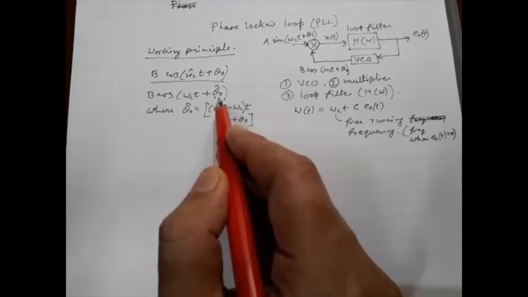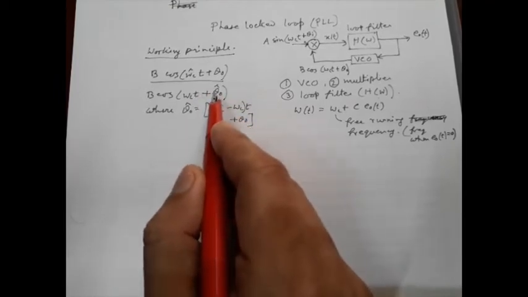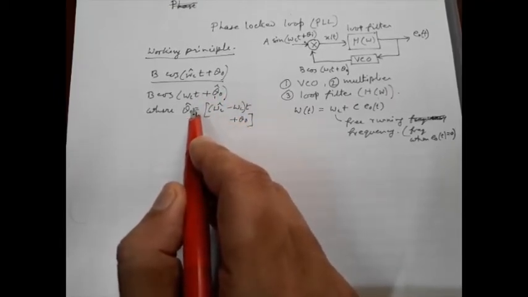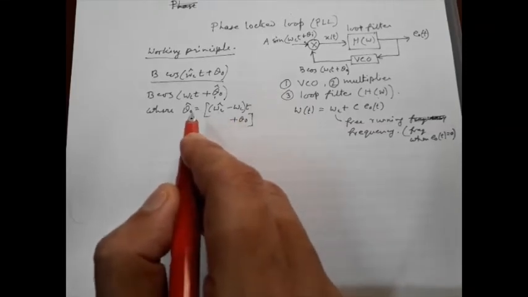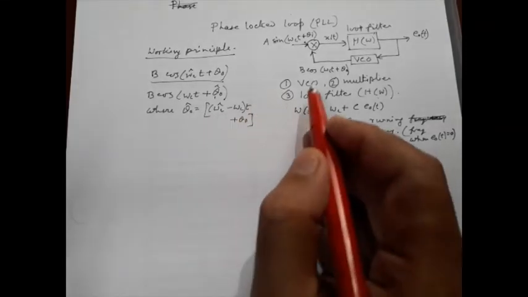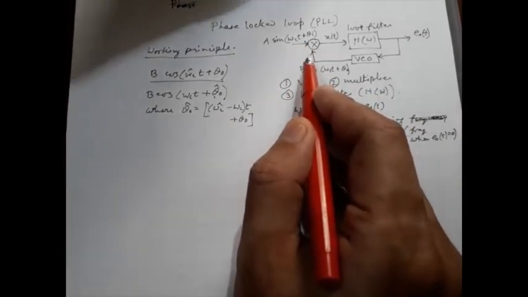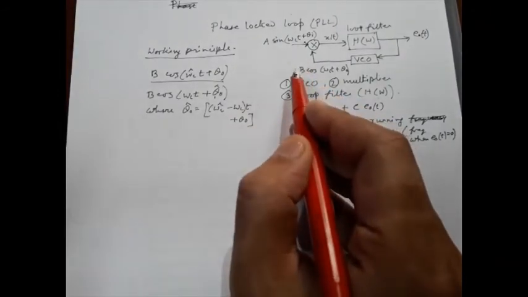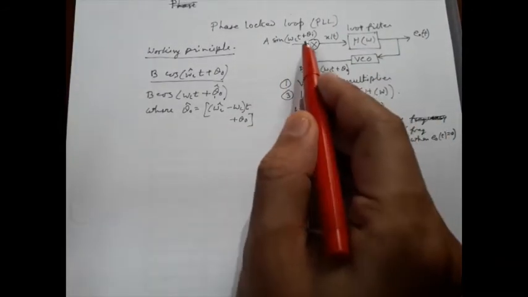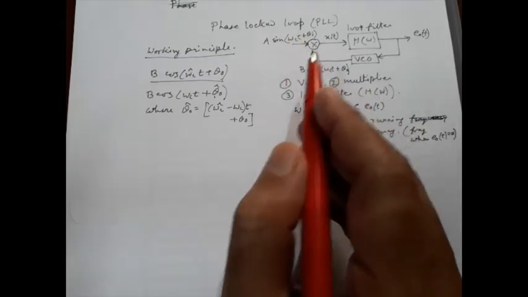So whether the frequency is different or phase is different, everything can be expressed in terms of phase. So when we say that the two signals have different phases, it may happen due to a difference in phase or a difference in frequency.